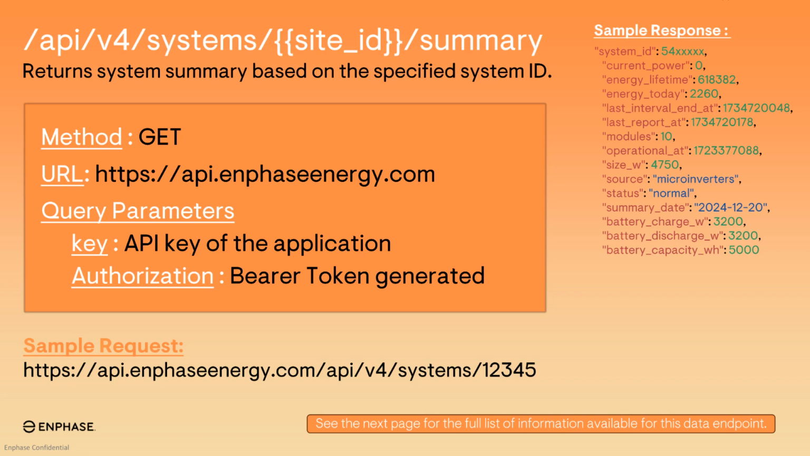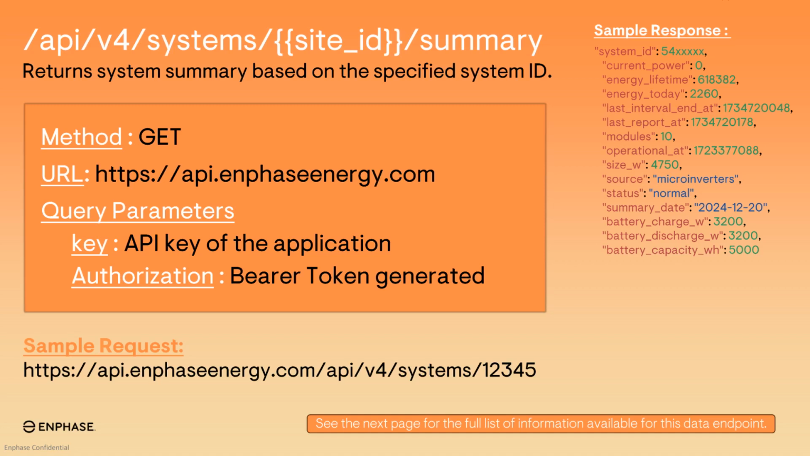The next endpoint we will discuss is the summary endpoint. The summary endpoint is useful for getting a comprehensive overview of a specific system's performance and status. This request fetches details such as the number of modules, system size, current power output, energy produced today, total energy produced, and more. The next section will detail a full list of the information available.